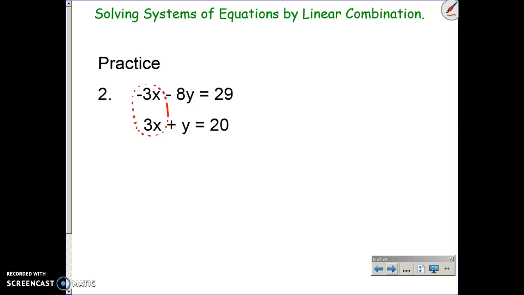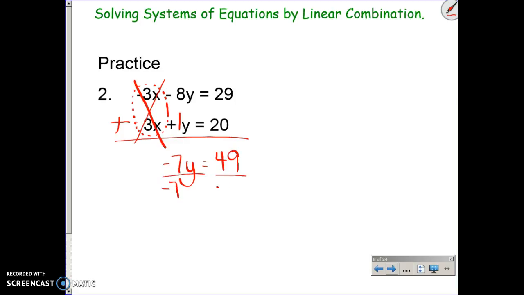So right there are opposite coefficients. The x's already are going to cancel out. Awesome. So let's add all these things together. I'm going to put a 1 right there just to help myself out. So I have -8y plus 1y. Well, that's -7y. 29 plus 20 is 49. Easy algebra problem. Divide by -7. Which must mean that y equals -7.